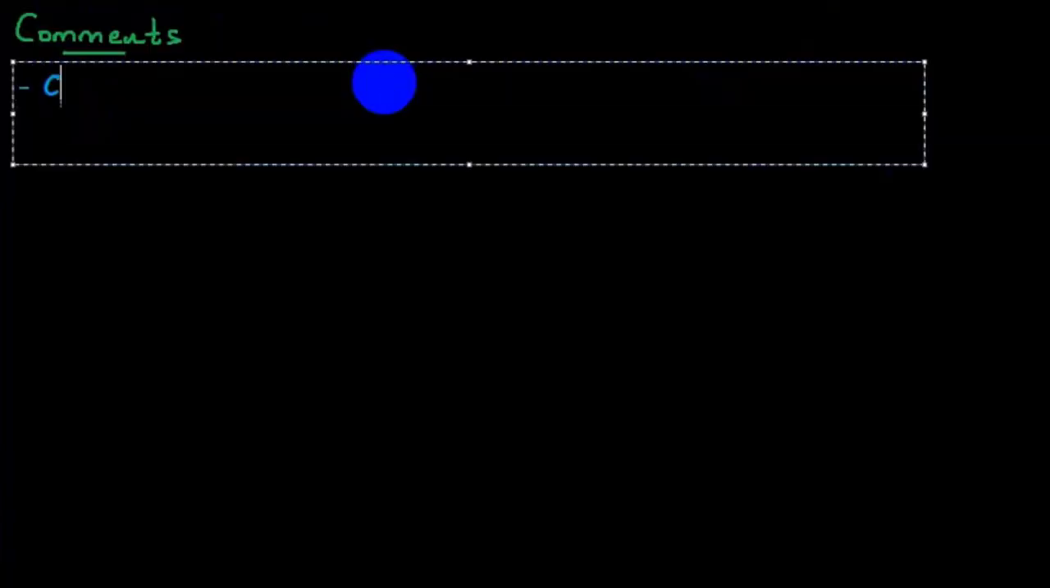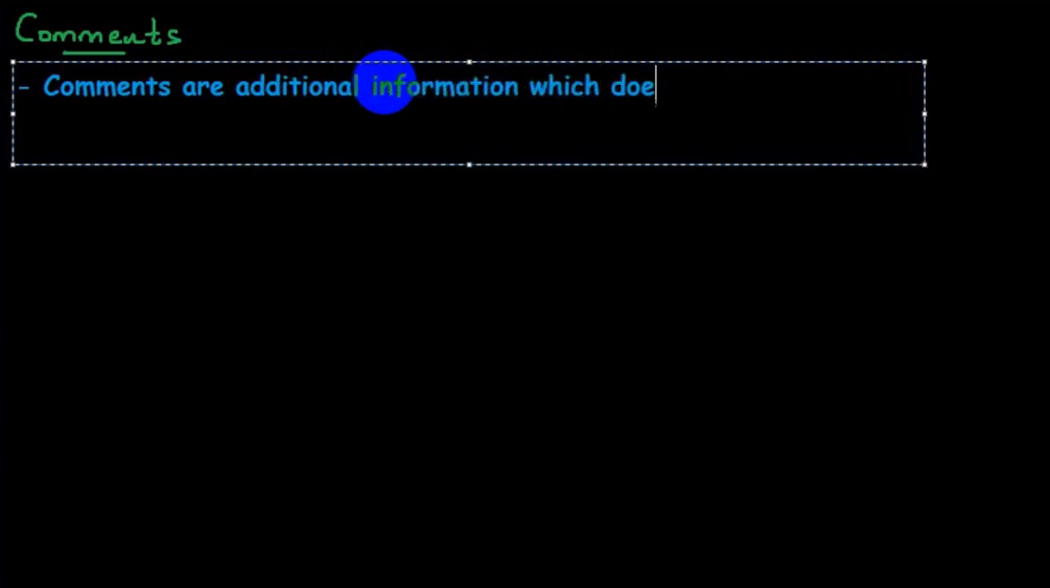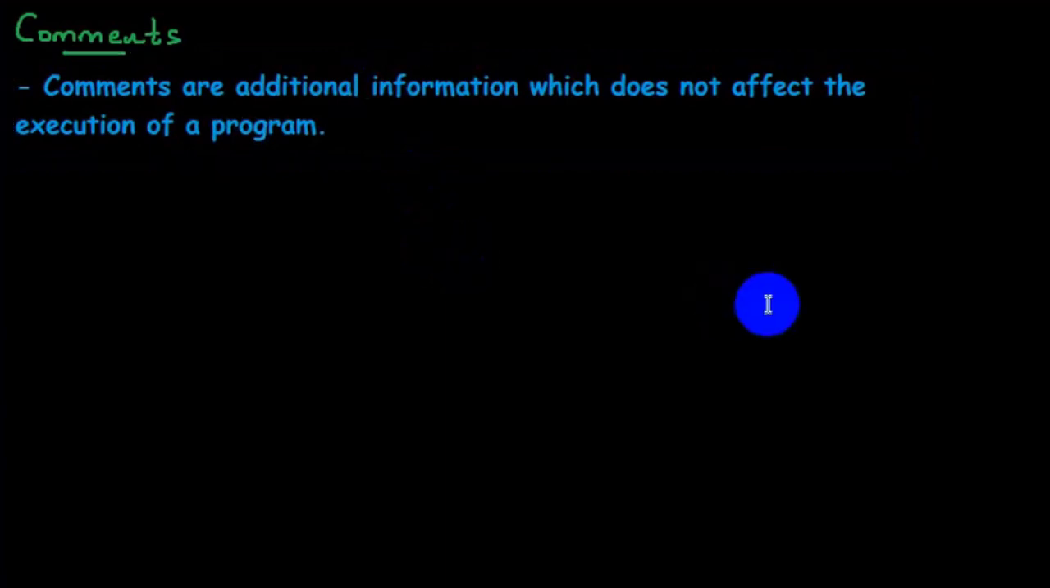Whenever we talk about comments here, comments are additional information which does not affect the execution of a program. Meaning, I can write it down into my program, but that will not have any impact on the execution. There are various comments here, but I will give you two types of comments.